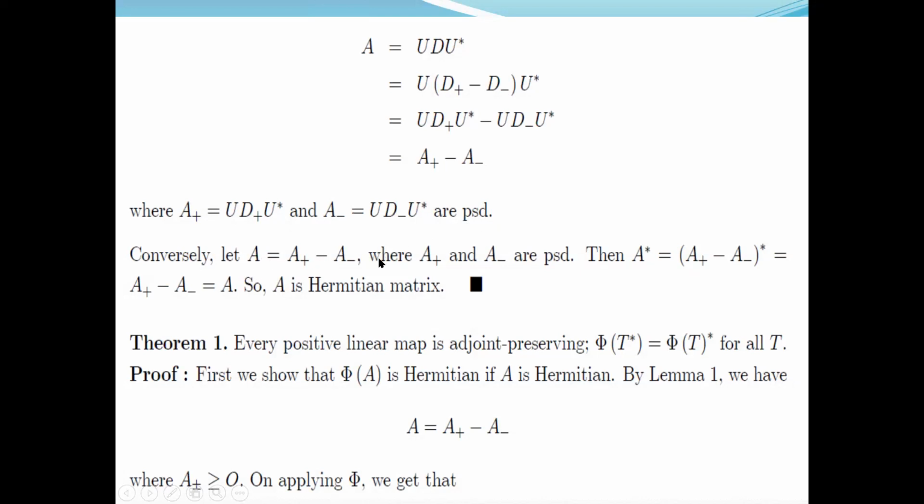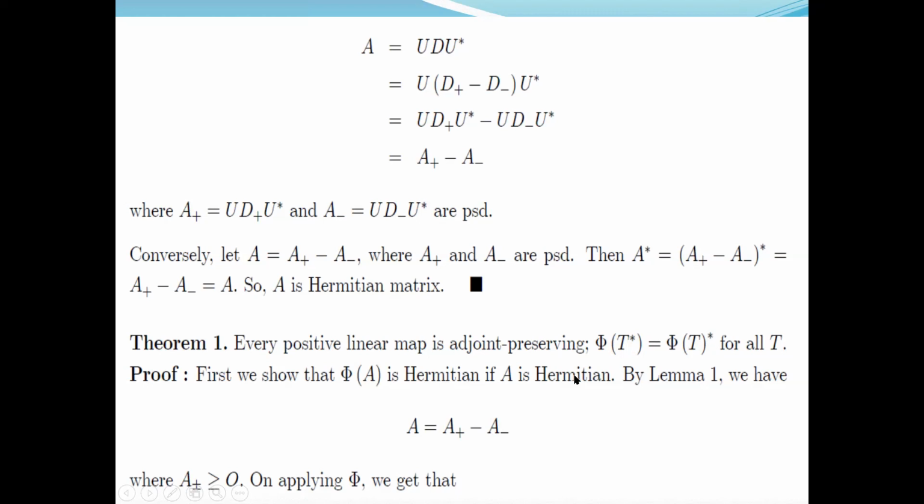The converse is simple. If A is this, then A plus and A minus are positive semi-definite. Then take the conjugate transpose. This comes out to be the same as A. So A is a Hermitian matrix. Now every positive linear map is adjoint preserving. That is, phi of T star is equal to phi of T, whole star. This means the linear map is adjoint preserving, because phi of the conjugate transpose of a matrix is equal to phi of A and then taking the conjugate transpose.